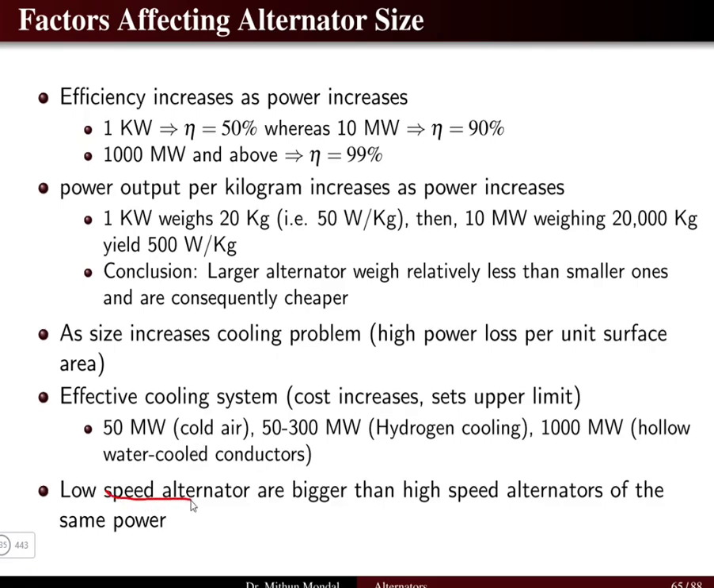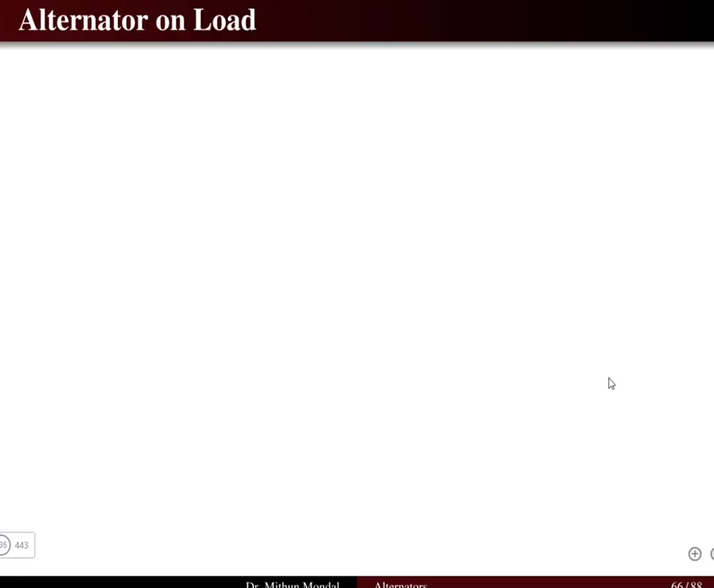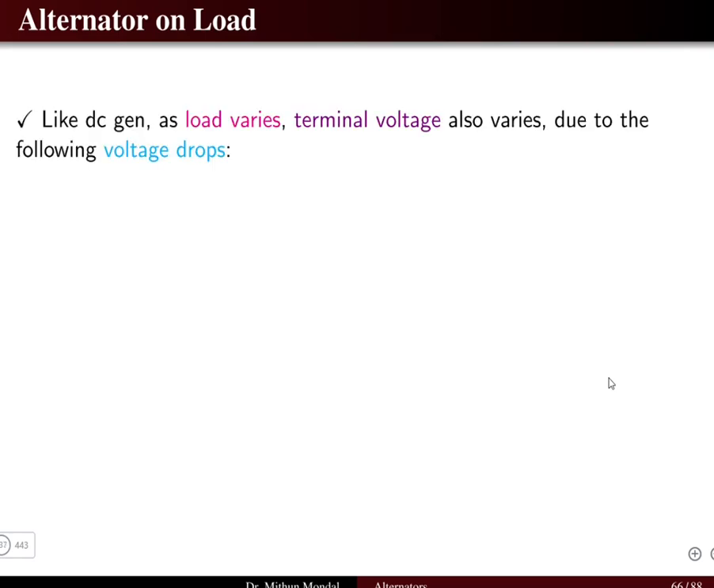Low speed alternators are bigger than high speed alternators of the same power. So if an alternator is running at low speed, it will be bigger in size. Whereas if the alternator speed is higher for the same power, its size will be less as compared to a low speed alternator. So the next topic that we are taking is the alternator on loaded condition.